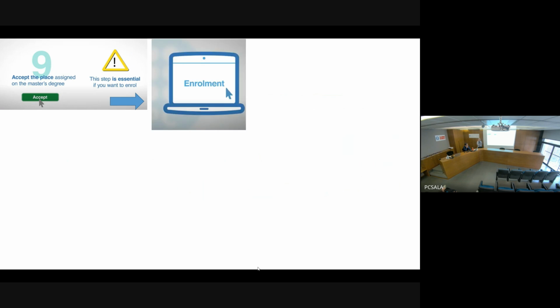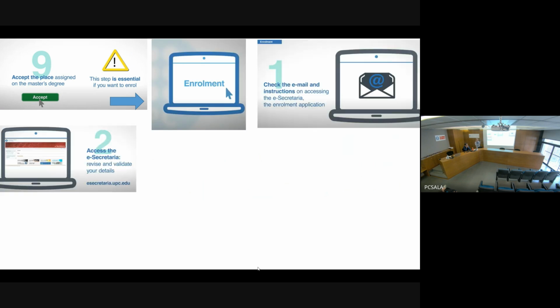Now let's hope that you are a good candidate and you have been accepted. So you will receive this confirmation and then you will have to actively accept this place. Once you do that, we will give you access to the e-Secretaría, which is the platform where you will have all the information as a student of the UPC.